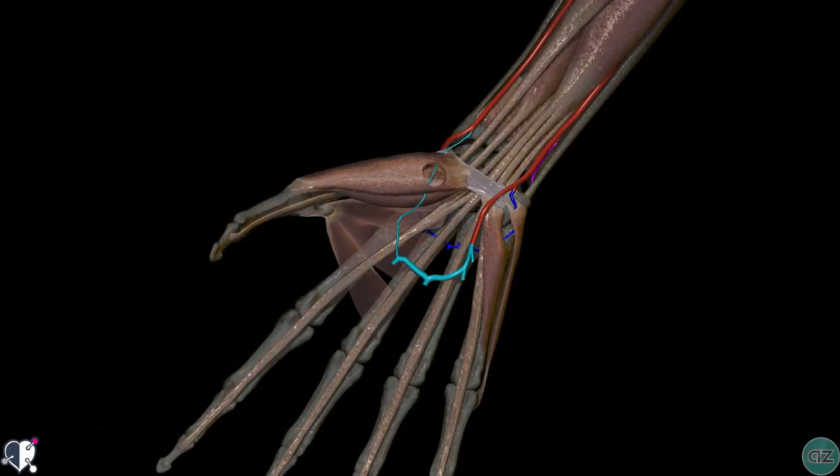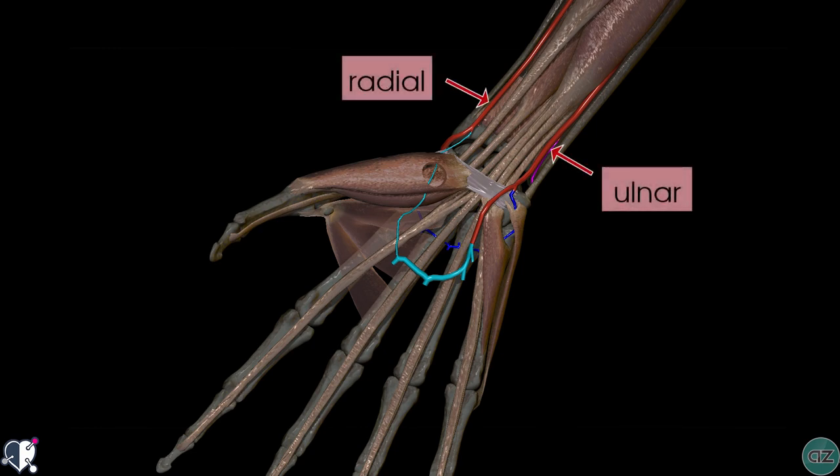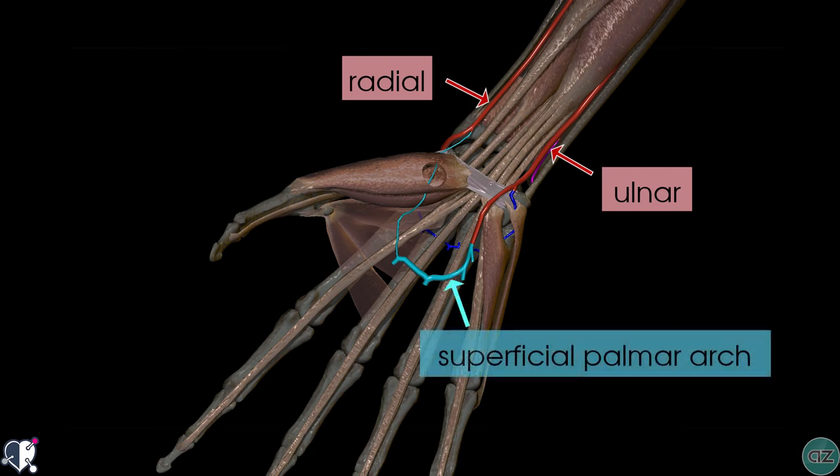What we're looking at here is an anterior view of the distal forearm and the hand. We can see the radial and ulnar arteries, which provide the arterial supply to the hand and the wrist via various different branches. We can also see two arterial arches in the palm of the hand. Superficially, in the light blue colour, is the superficial palmar arch. This arterial arch lies superficial to the flexor tendons, and it lies deep to the palmar aponeurosis, which isn't shown on this model.